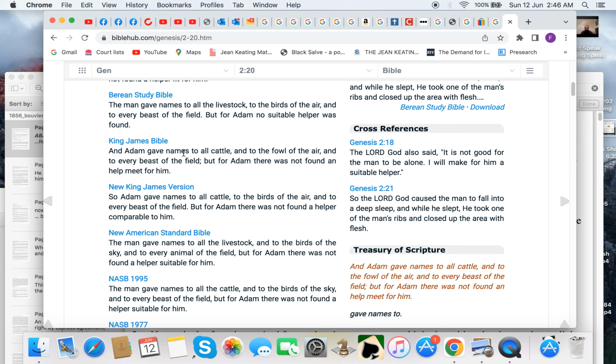And Adam gave names to all the cattle and all the fowl of the air and to every beast of the field. But for Adam, there was not found a help to meet for him, no partner. All right. So they named you. Now I want to cover the word name.